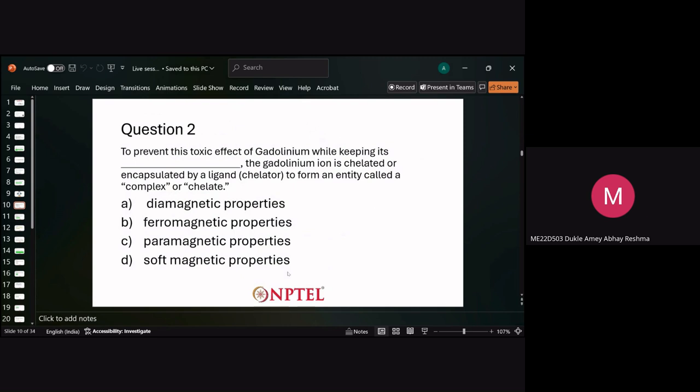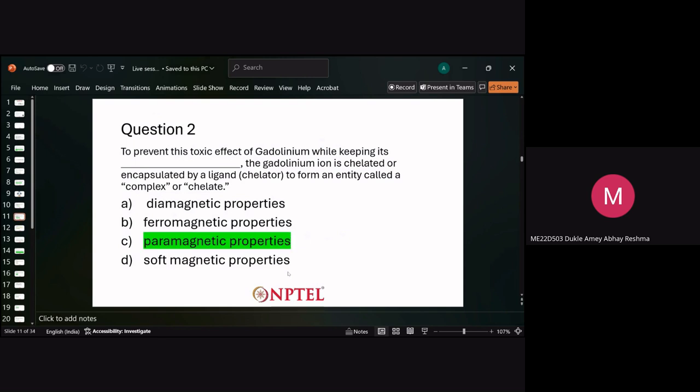To prevent the toxic effect of gadolinium while keeping the dash properties, the gadolinium ion is chelated or encapsulated by a ligand chelator in the form of an entity called a complex or a chelate. Diamagnetic properties, ferromagnetic properties, paramagnetic properties, soft magnetic properties.